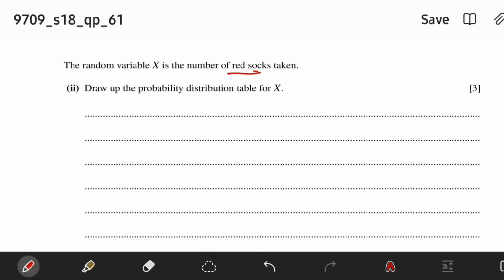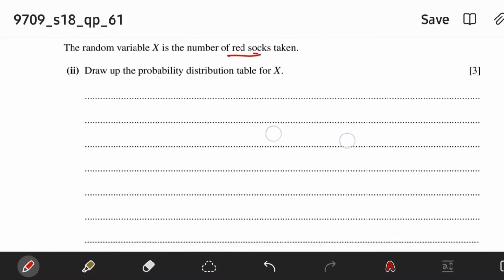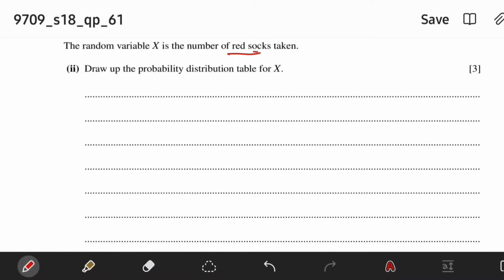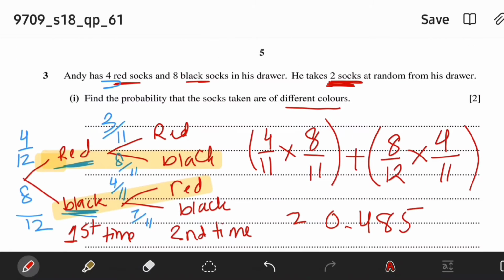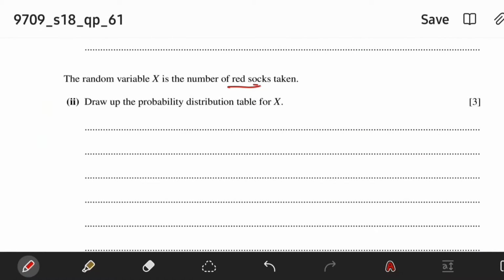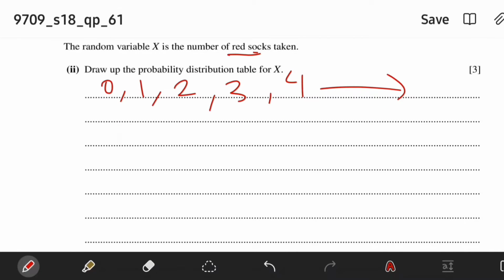So this is now from the chapter discrete random variable. Now we need to set up a probability distribution table. So let's think about one thing, what is the total number of socks that could be taken? Obviously there are 4 red socks, then obviously we can only either get a 0 red sock, 1 or 2 red socks, 3 or 4. There could be no more than this. So this sets up the table for us.